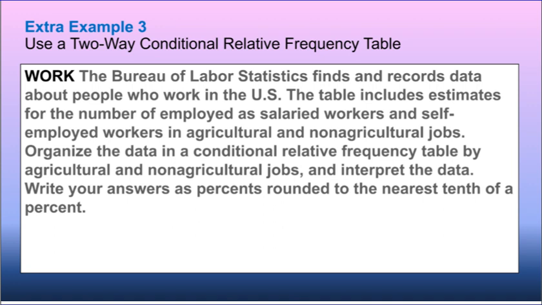Next one, the Bureau of Labor Statistics finds and records data about people who work in the U.S. The table includes estimates for the number of employed, salaried workers and self-employed workers in agricultural and non-agricultural jobs. Organize the data in a conditional relative frequency table by agricultural and non-agricultural jobs and interpret the data. Write your answers as percents rounded to the nearest tenth of a percent.